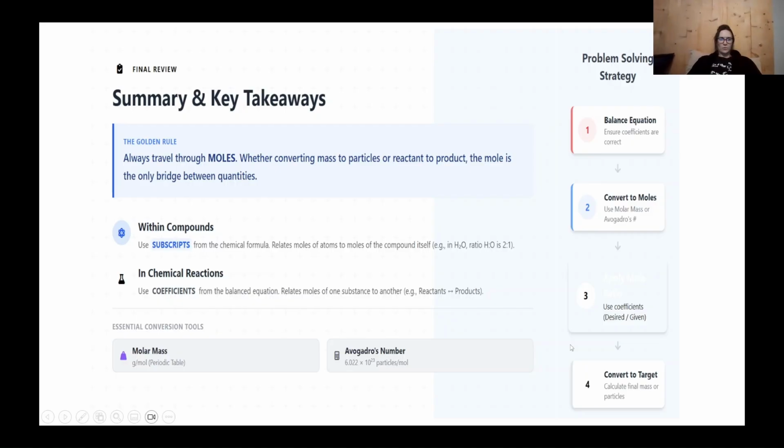So here's just a summary slide. I guess the key thing I would say is always travel through moles. You cannot get from one substance to another without using the mole ratio. That is the only bridge between two different quantities. Within compounds, don't forget, subscripts can refer to the moles, but in chemical reactions, we're looking at the coefficients to determine mole ratios.